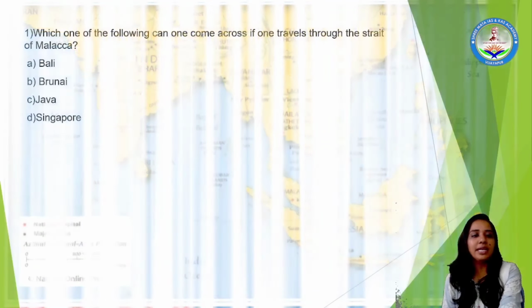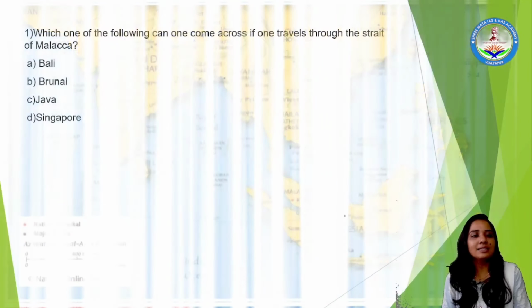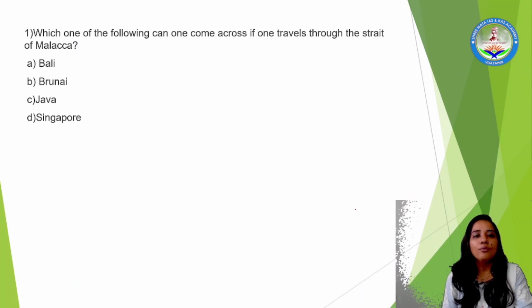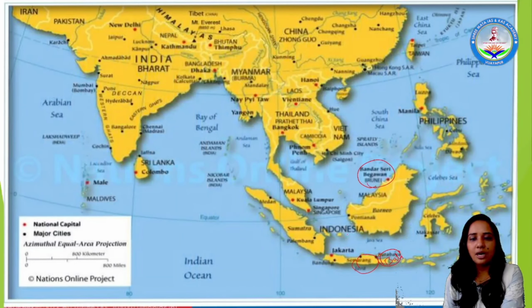The next option they had provided is Java. So here is your Java land. The question they are asking is, which one of the following would one come across if one travels through the Strait of Malacca? First, which one you come across: it means the first one, that is Bali, I had shown you. Java, which is located here. Brunei, which is located here.